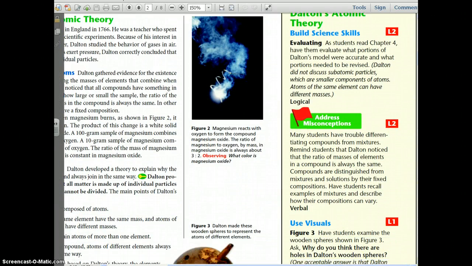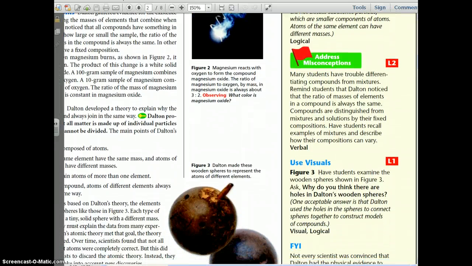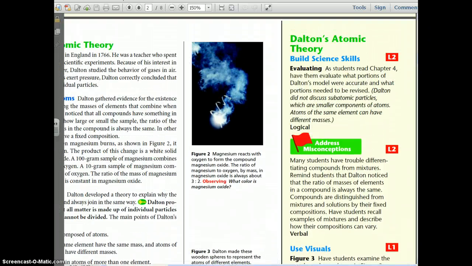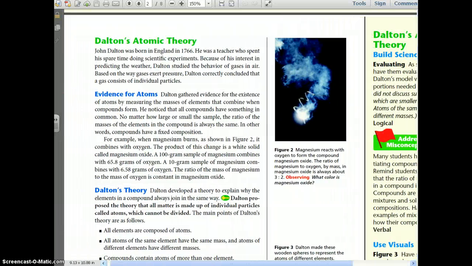So now we're going to start looking at Dalton's atomic theory. Okay, so go to the next page. Dalton's atomic theory. John Dalton was born in England in 1766. He was a teacher who spent his spare time doing scientific experiments.